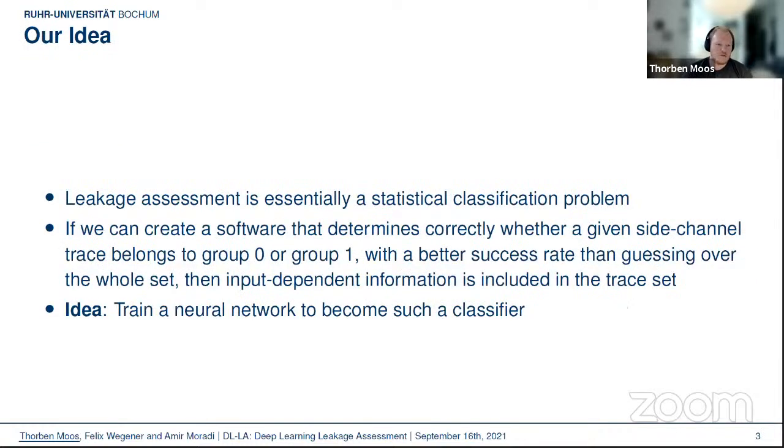So we thought about different strategies and have noticed that leakage assessment is essentially a statistical classification problem. If we are able to build software that determines correctly whether a given side channel trace belongs to group 0 or group 1 with a better success rate than guessing over the whole set of traces, then we can conclude that input-dependent information is included in the trace set. And to us, this sounded like a perfect application for deep neural networks.